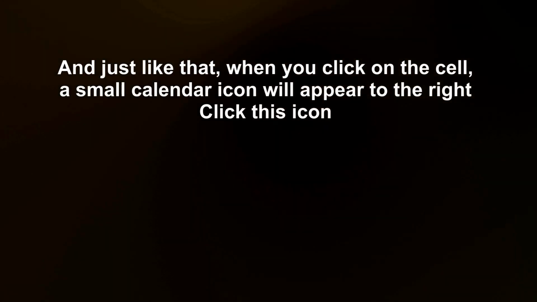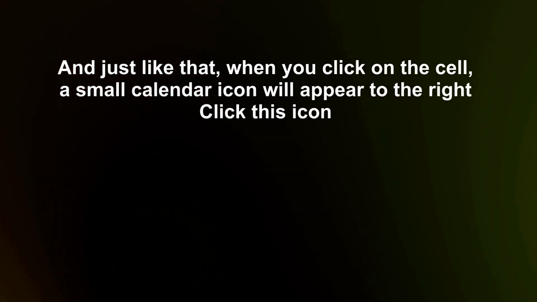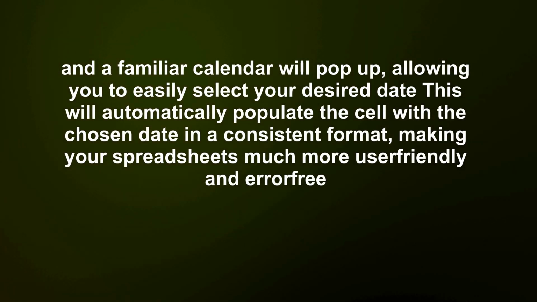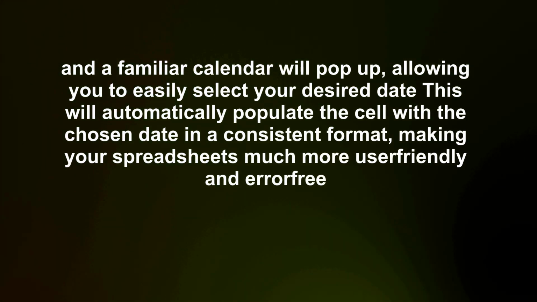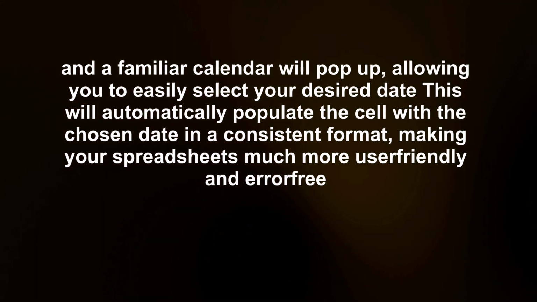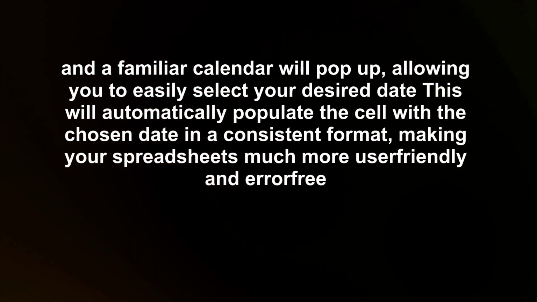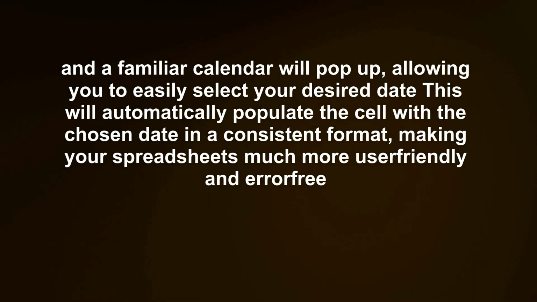And just like that, when you click on the cell, a small calendar icon will appear to the right. Click this icon, and a familiar calendar will pop up, allowing you to easily select your desired date. This will automatically populate the cell with the chosen date in a consistent format, making your spreadsheets much more user-friendly and error-free.